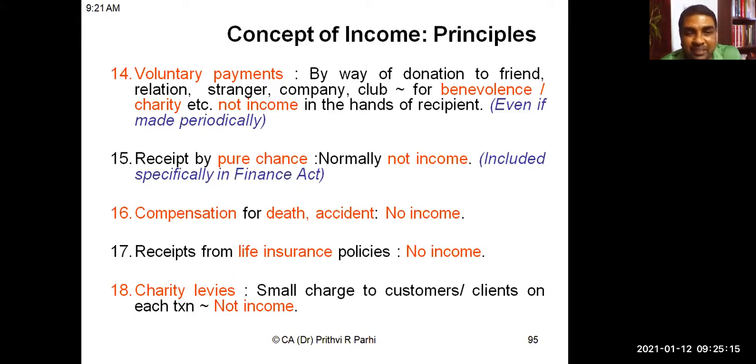Then compensation for death, accident, etc. Death and accident compensation is not an income. Amounts received from life insurance policies are normally not an income. Some specific situations are there which can be considered as income. It depends upon the policy value and the premium contribution. Charity levies: you might know some shops, restaurants, etc. that collect some small amounts from customers for some charity purpose. They are called charity levies. These are small charges to customers or clients for each transaction. All these things are not income.